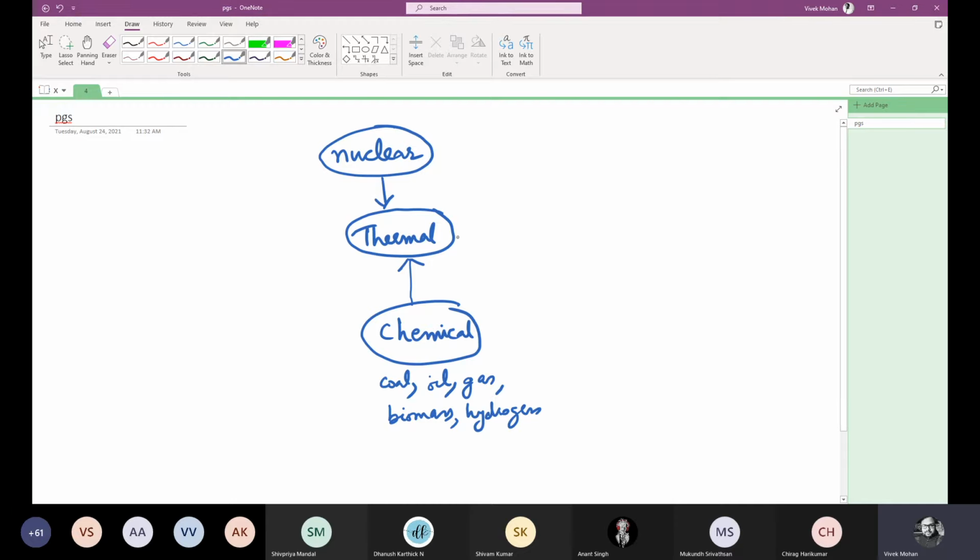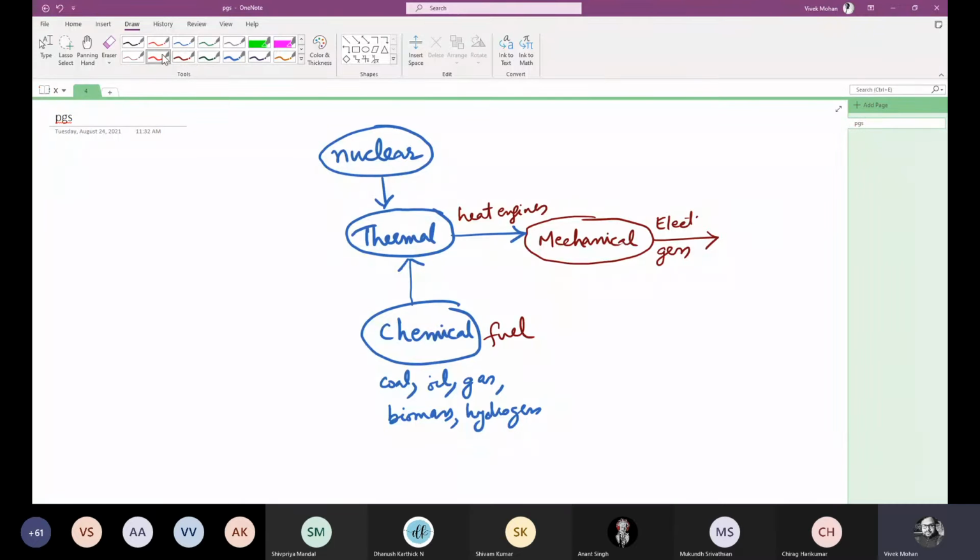Then sometimes the thermal energy itself, through heat engines. So this is the fuel part. Through thermal systems, it is converted through heat engines to mechanical energy. Then from mechanical, through electric generators, it is converted to electrical energy. So again here it is converted to electrical energy.